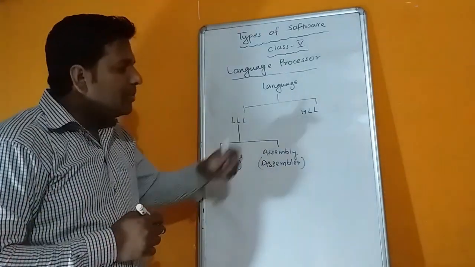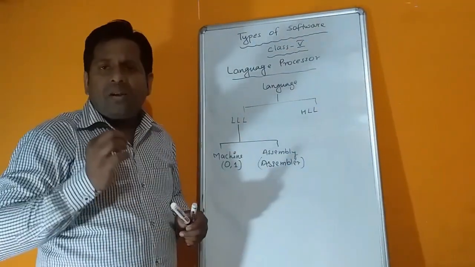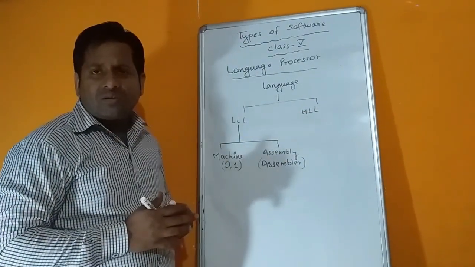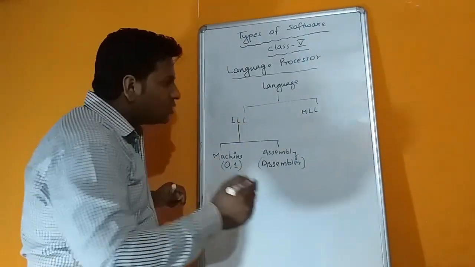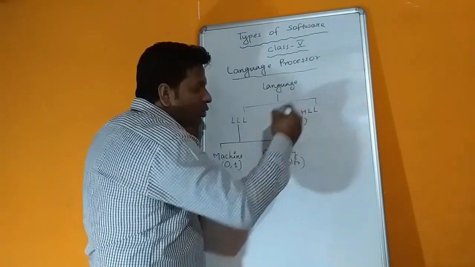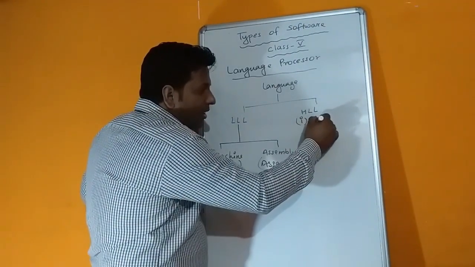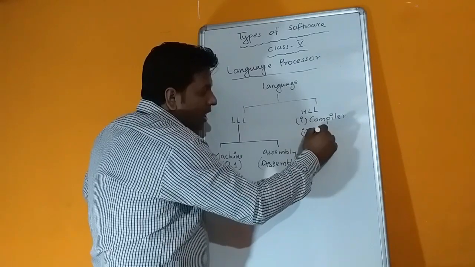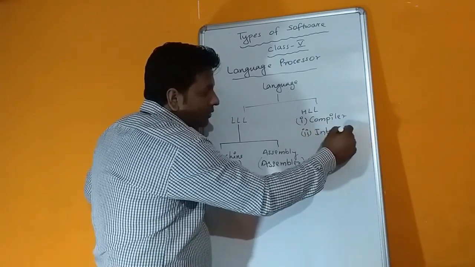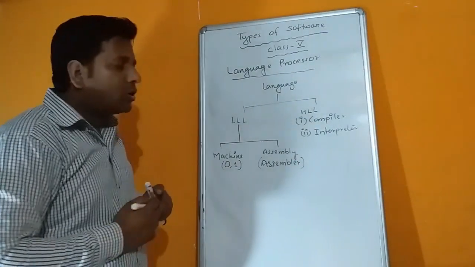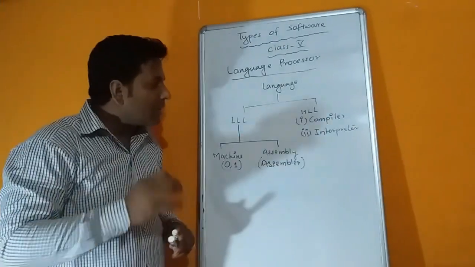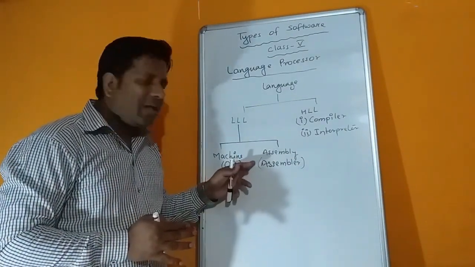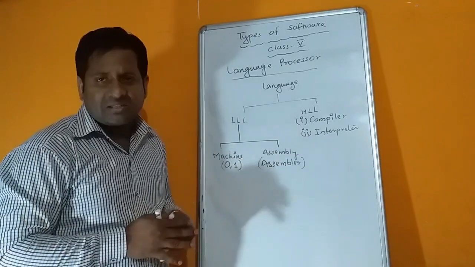Same way, a high level language uses simple English to write a program, and this language should again be converted to low level language so that the machine understands. So here also we need a translator, and two types of translator are used: compiler and interpreter. So there are two types of high level language translator, compiler and interpreter, and one type of translator for low level language, basically for assembly language, that is assembler.